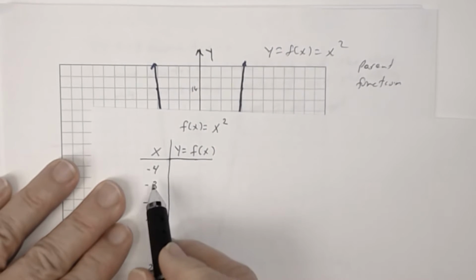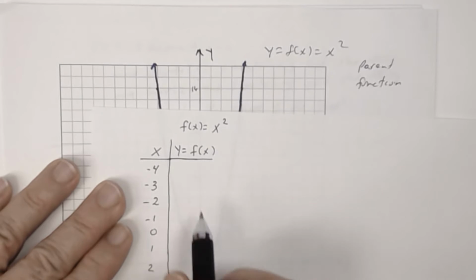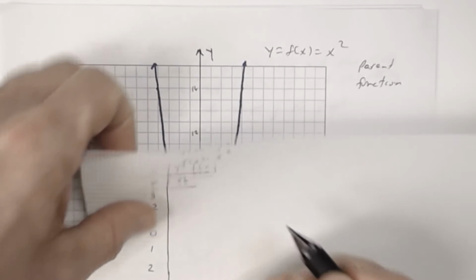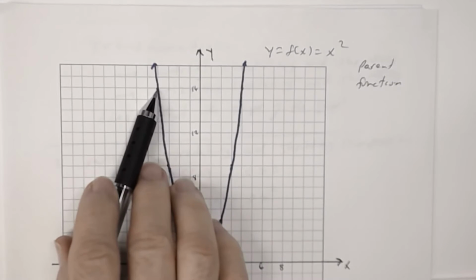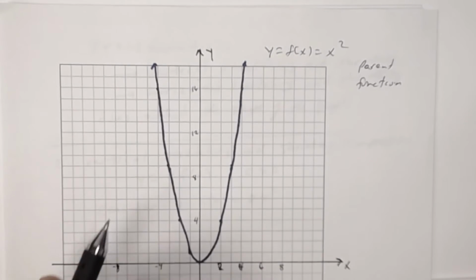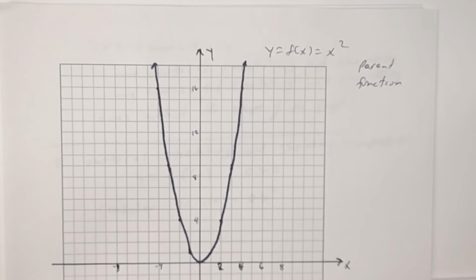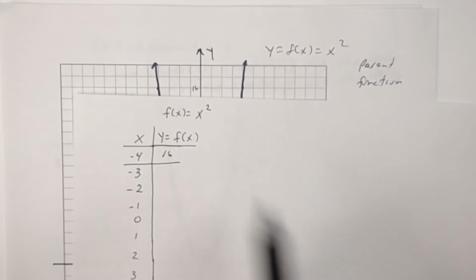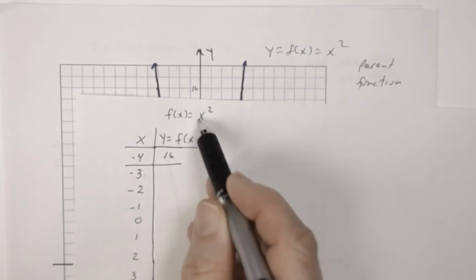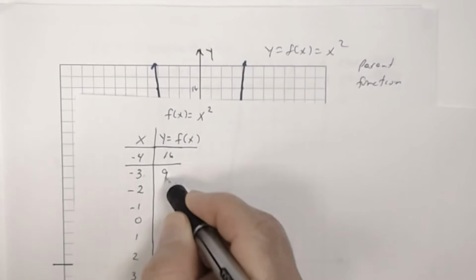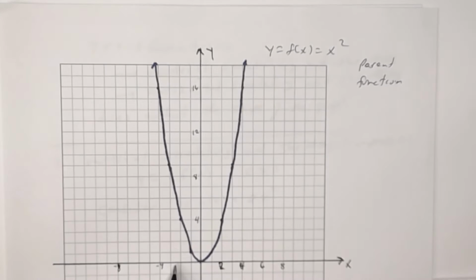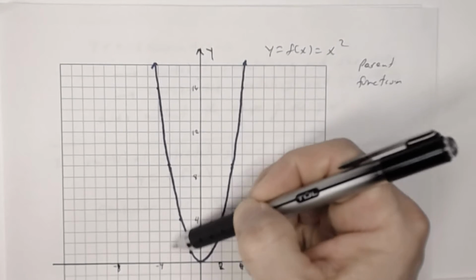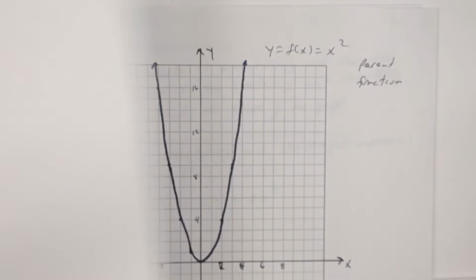So when x was negative 4, negative 4 squared is 16, so we got 16 here. That's this point right here, the point negative 4, 16. And then if x is negative 3, negative 3 times itself is 9. So negative 3, 9 is right here, and so on.